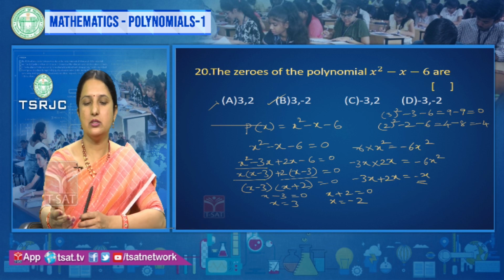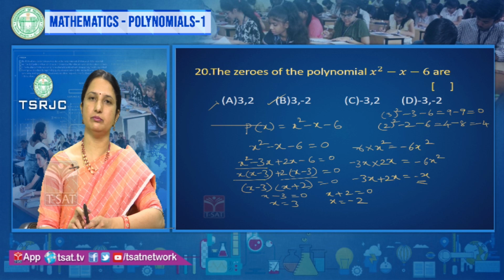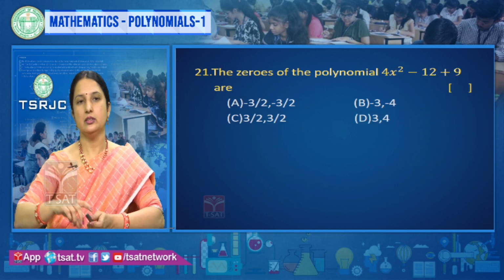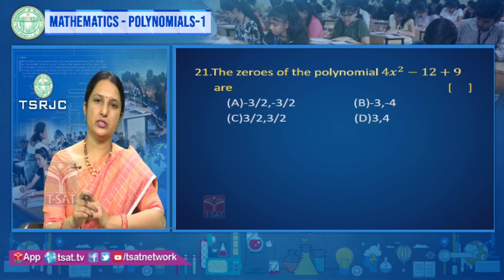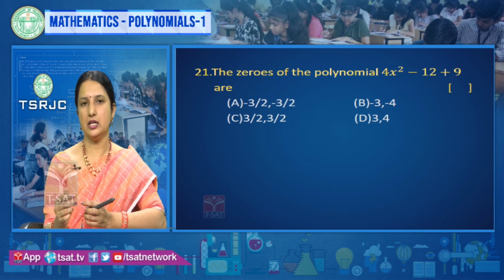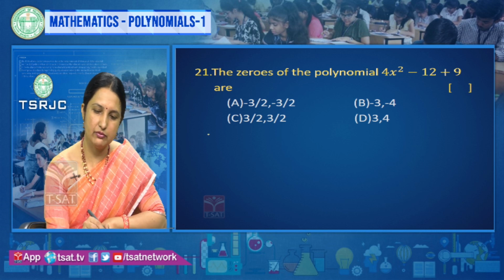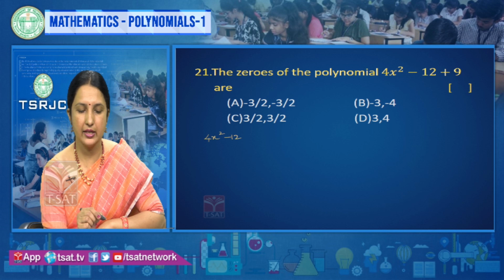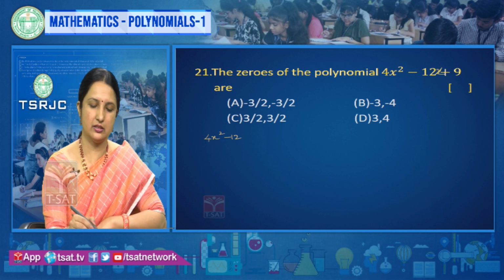Either from options you can go, or from the question directly you come to the answer. Both the cases it is possible for this question. The next, the zeros of the polynomial. Here also, for finding the zeros of the polynomial, you can either go from the question to answer or from the option to question. First we will see 4x square minus 12x should come. Here in the question minus 12x should come.